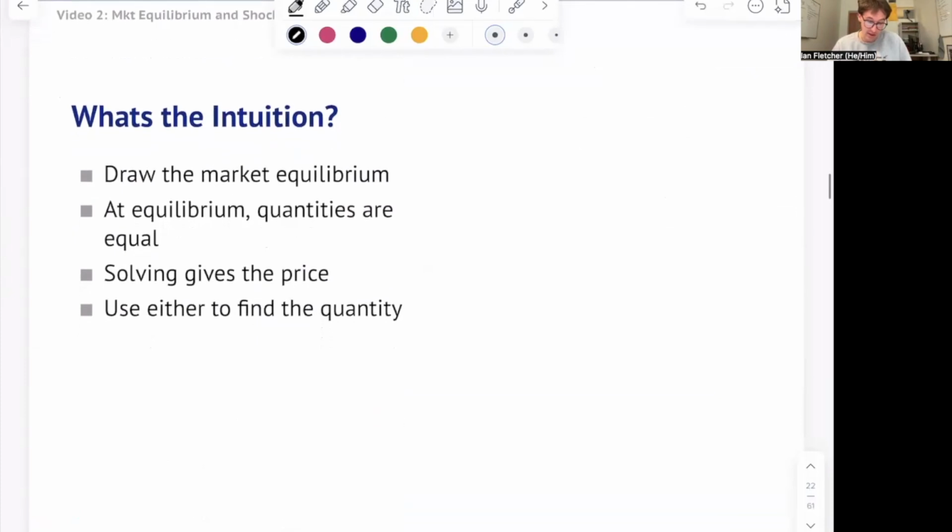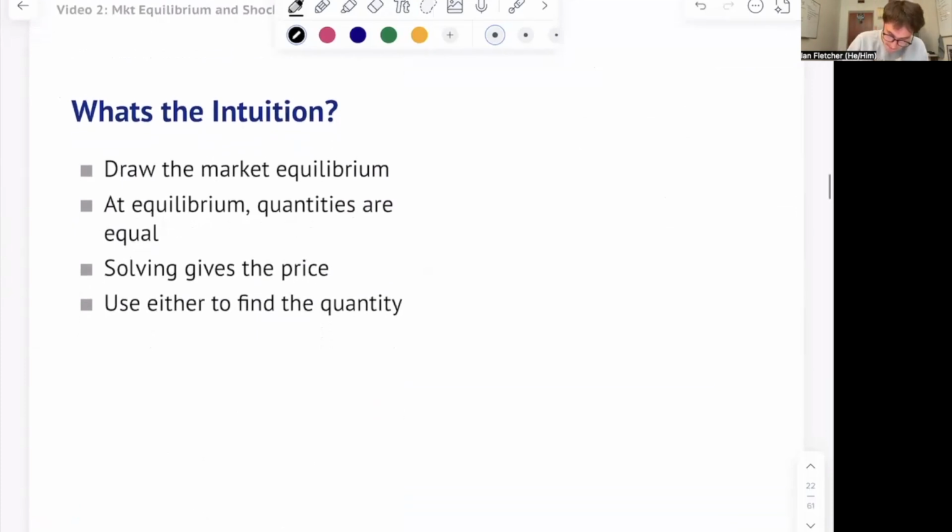So then what's the intuition? Again, I don't know why this is its own thing. I kind of screwed up on this slide.